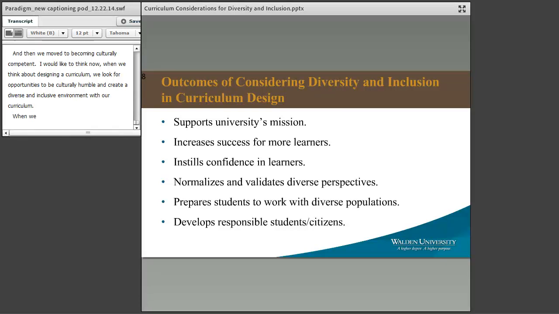When we develop our curriculum, though, there are a lot of things we still have to keep in mind. Even as we take in considerations for diversity and inclusion, we want to make sure that we're always supporting our university mission. But what we're aiming to do is increase the likelihood of success for more learners. We want our learners to be confident in the learning environment, and we really want to normalize and validate diverse perspectives.